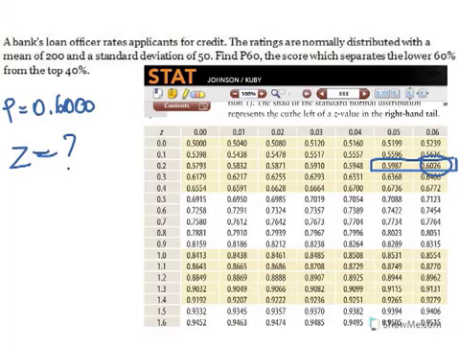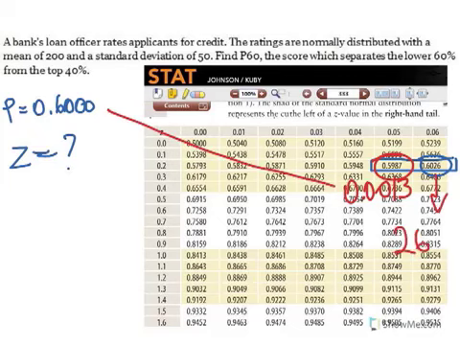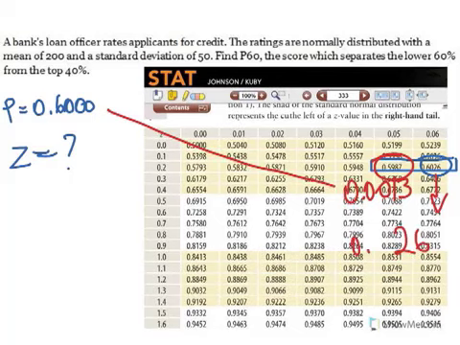We talked about this, and we said that we're going to find the area that is closer to the area that we're looking for, and the area that's closer to the one we're looking for is this one right here, 0.5987, because this is just 0.013 away from 0.60, while this other one here is 26 units, or 0.0026. So actually 0.5987 is closer to the 0.6000.